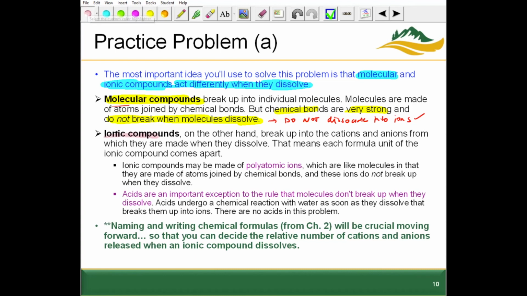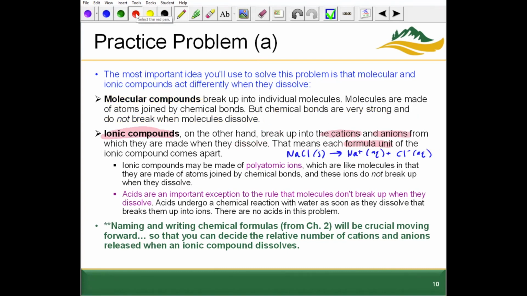Now for ionic compounds, they do break up into their cations and anions from which they are originally made when they dissolve in water. So that means each formula unit, and remember for sodium chloride, that was one of your post-lab questions, sodium chloride is the formula unit. It's in its simplest whole number ratio here. So that means each formula unit of the ionic compound comes apart into, in this case, Na+ and Cl-.